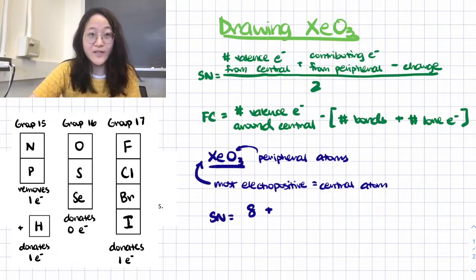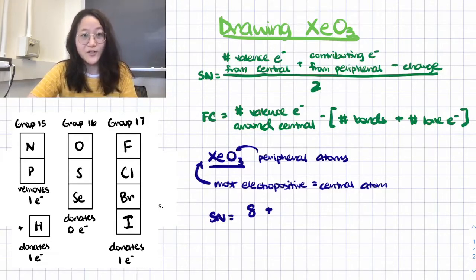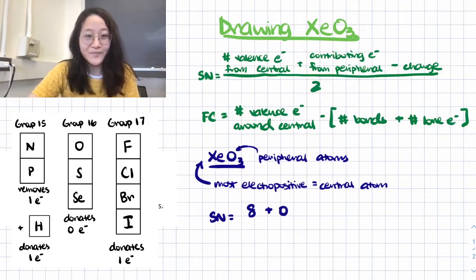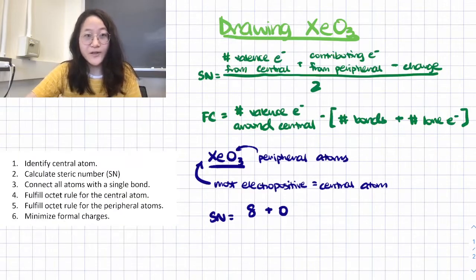So in this case, we have the exact same peripheral atoms as we did for CO2, O, and in that case, they donate 0 electrons, and so we can just add a 0 there. Next, we have to subtract the charge. In this case, XeO3 is a neutral molecule, and so we subtract 0 again. All of this is divided by 2, and that reveals that our steric number is 4.